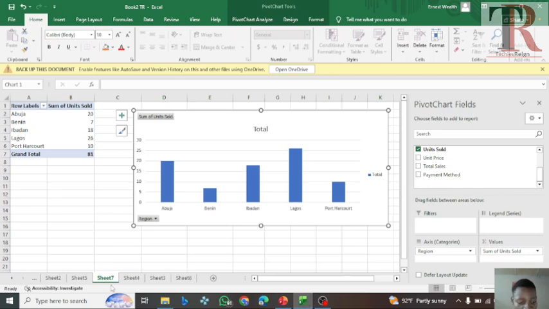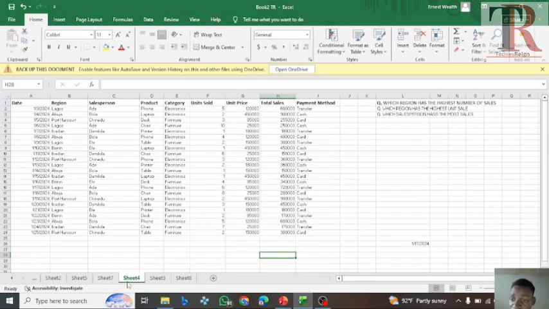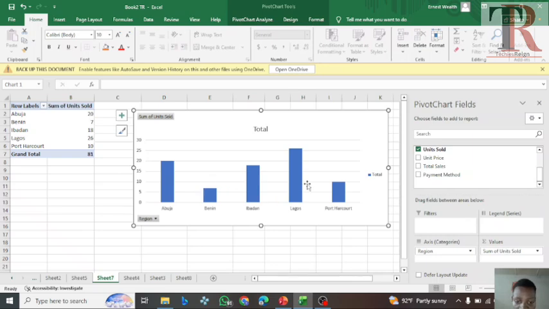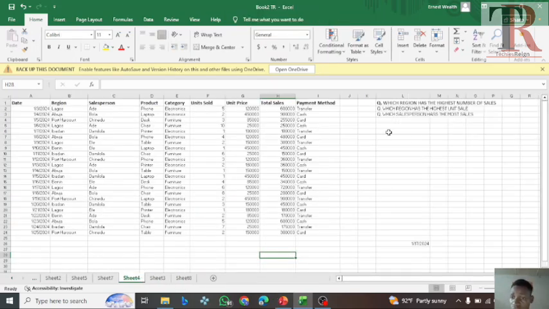The question was, which region has the highest unit sale? So among these 5 regions, the one with the highest unit sale is Lagos with a 26. If you check the table as well, you will see Lagos has the highest with 26 units sold. And then for the last question, which salesperson has the most sale?